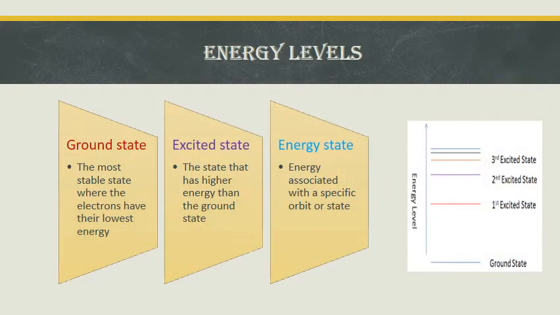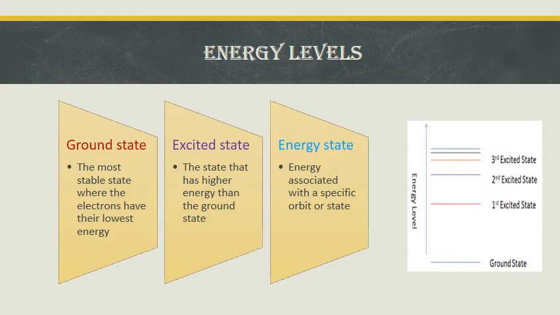Before we proceed in detail, you have to know first the types of energy level that are available. The first type is the ground state. Apakah itu ground state? Kalau namanya ground state, of course, it's the lowest level. Level yang paling bawah sekali, which is the most stable state where the electrons have the lowest energy. After ground state, we have the excited state. Excited state maksudnya energy level yang higher daripada ground state. So the state that has higher energy than the ground state.